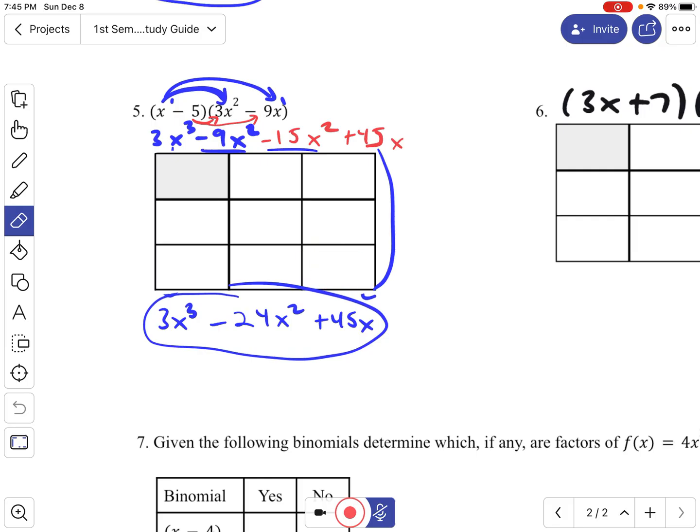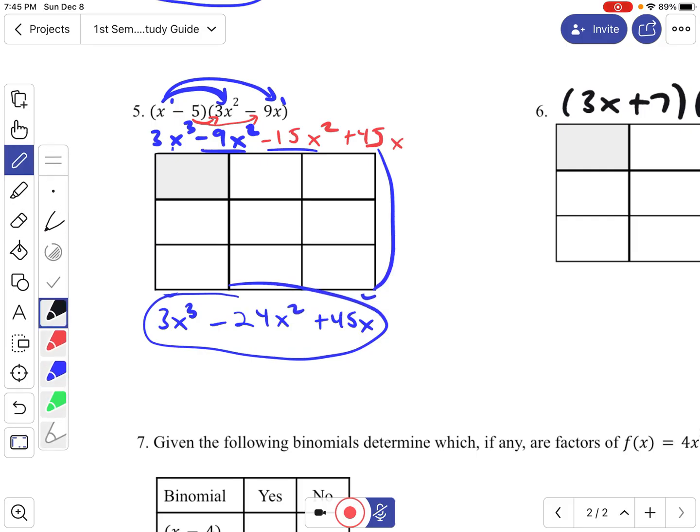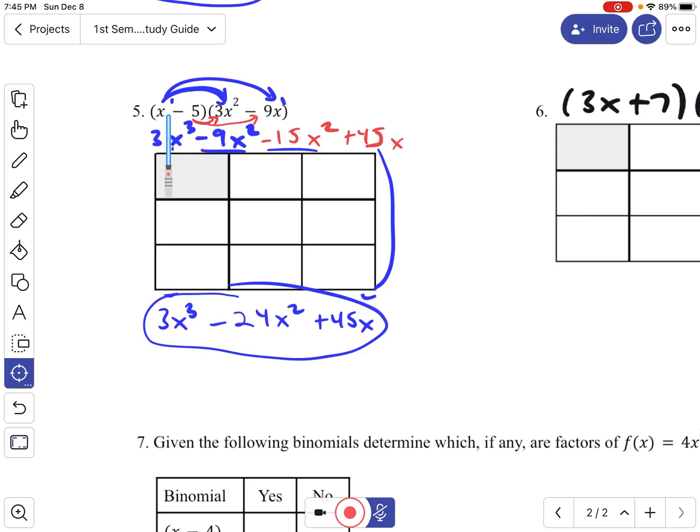If you wanted to use the box method, you could set it up this way. I'll set it up for you. This first binomial could be written this way, x minus 5. And then this second binomial could be written over here, 3x squared minus 9x. And then you'd end up getting 4 terms, just like we had 4 terms. These two terms right here would combine just like these two terms, and you still get that there.